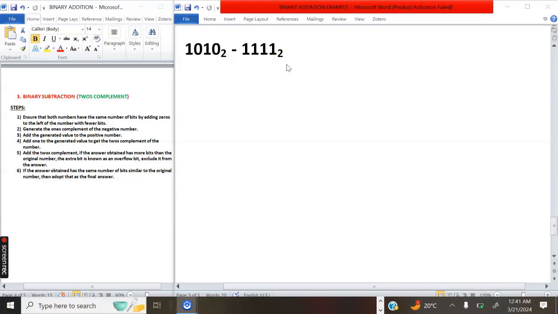Let's move to another example where we have 1010 base 2 minus 111. I'll give you maybe a minute to go through the whole thing. You can do the equation, then as we do it, you can try to make the correction. Just follow the steps that we have written down. Ensure that both numbers have an equal number of bits, then you generate the one's complement. Then you add one to it so that you get a two's complement. After that, you add both numbers.